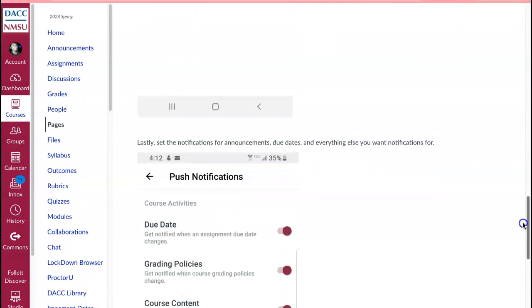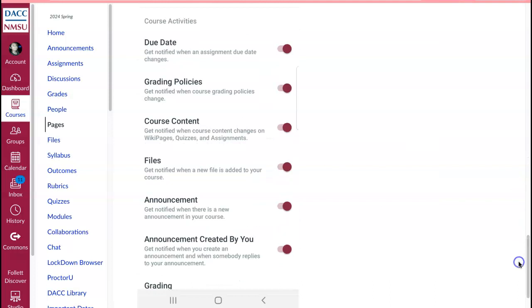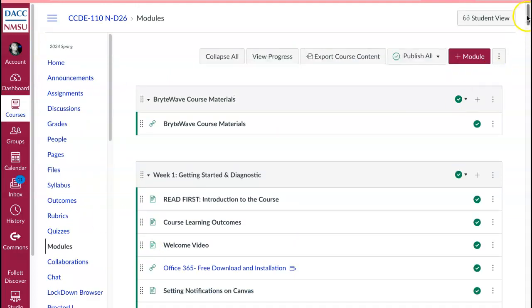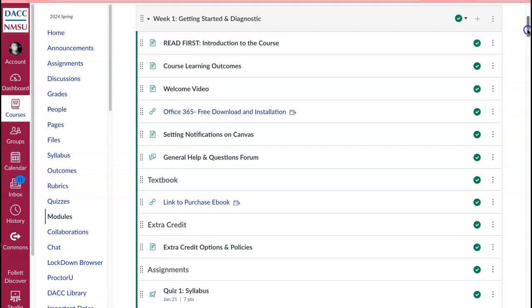You can go ahead and click on push notifications and see right here it tells you what notifications you want. You can click on announcement if you want to be notified anytime a new file is uploaded, anytime there are changes to the course content, or anytime a due date changes. You can set the notifications to whatever you want, which I think is really helpful because it reminds you of when things are due, or it reminds you to check announcements.